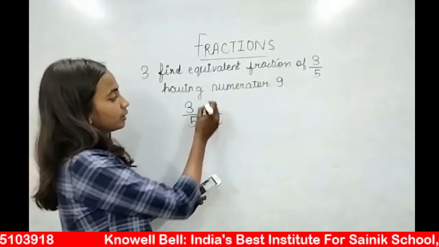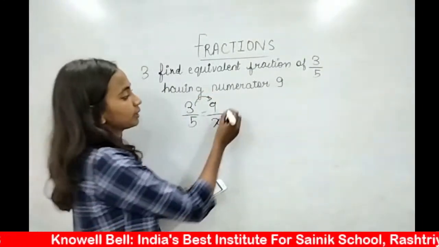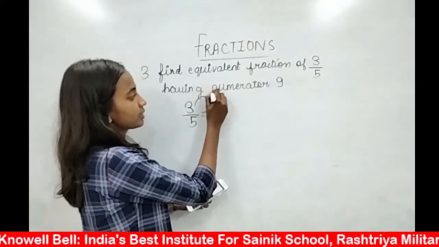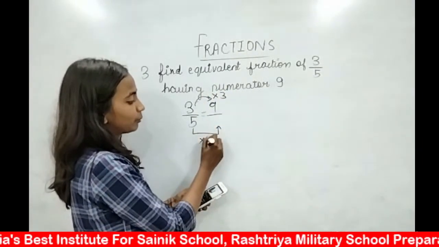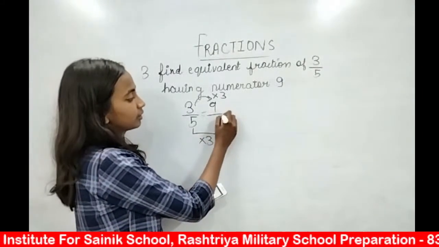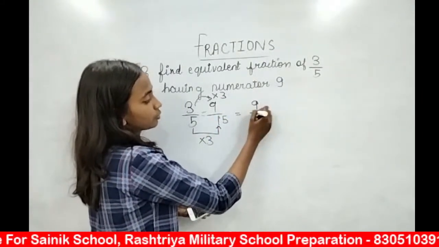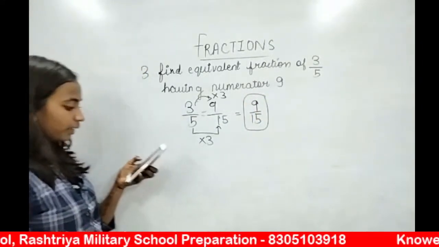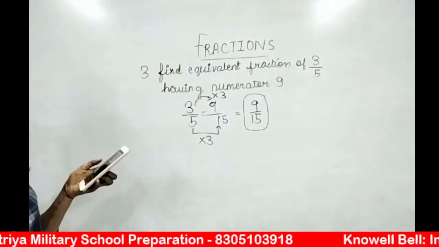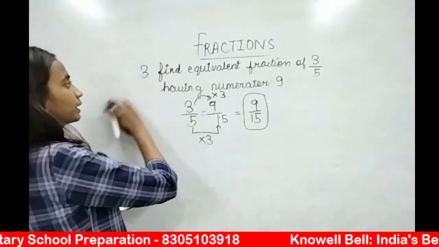How will you do it? 3 when multiplied by 3 gives 9. Okay, 3 is multiplied by 3, so it gave 9. What will you multiply the denominator with? 3. 3 5s are 15. So the equivalent fraction with numerator 9 would be 9 by 15. Yes, correct everyone. 9 by 15 is the correct answer.